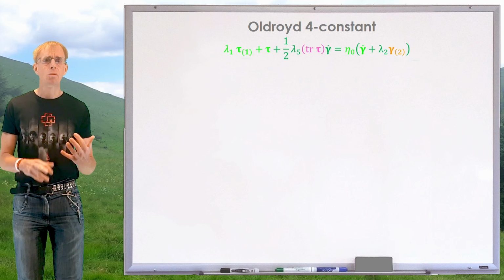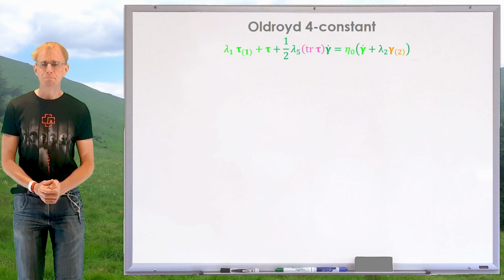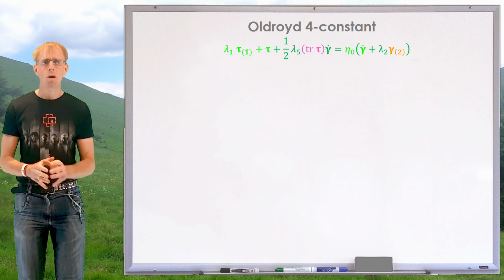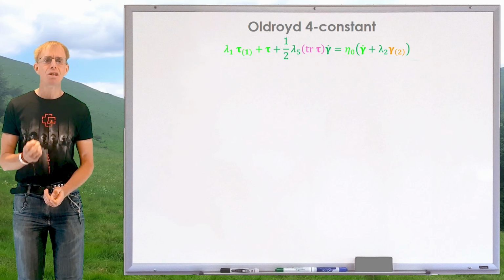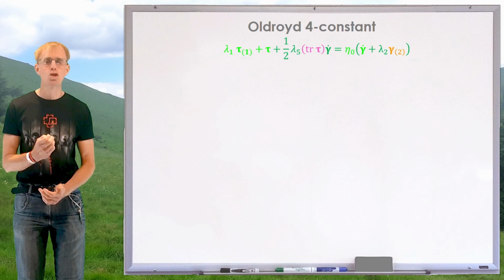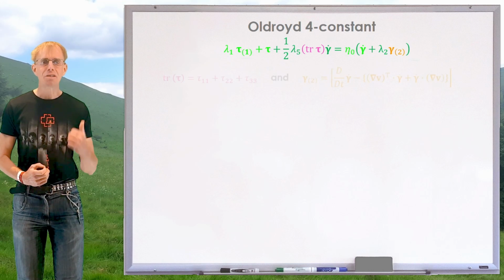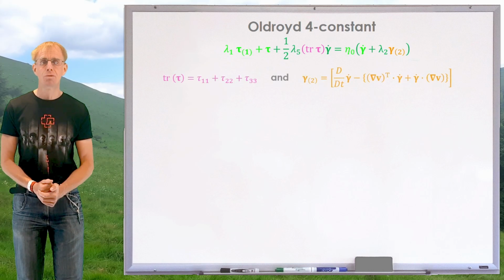On the right-hand side, we also have that eta naught gamma dot term. We've also got two other terms, one of which involves the trace of tau, and the other of which involves the second upper convected derivative of the strain. So let me expand those two new terms out for you.